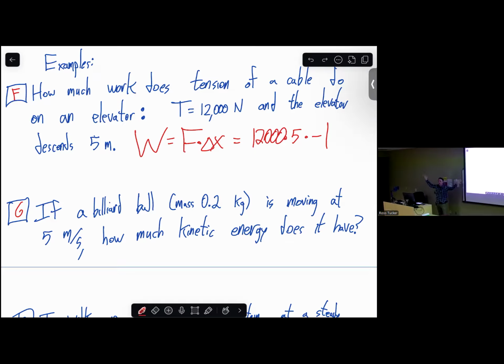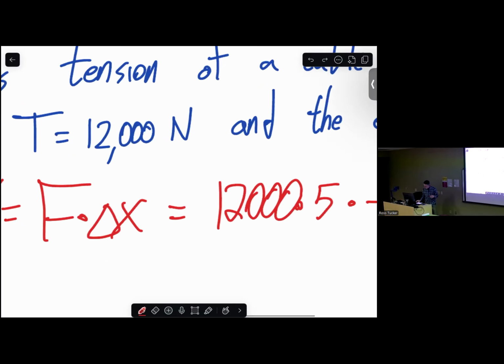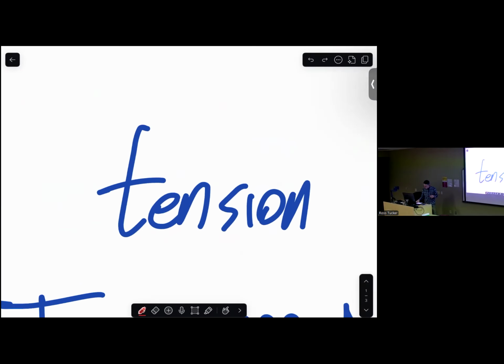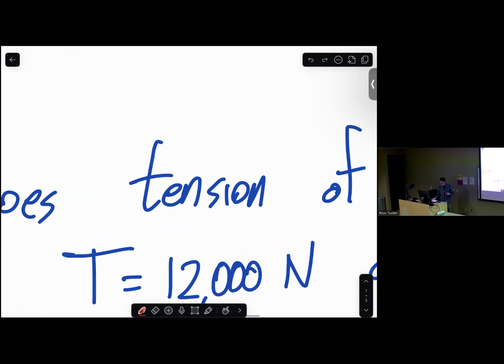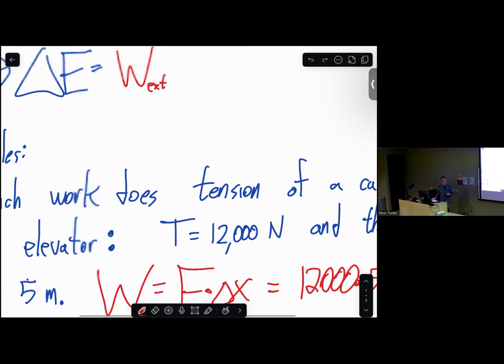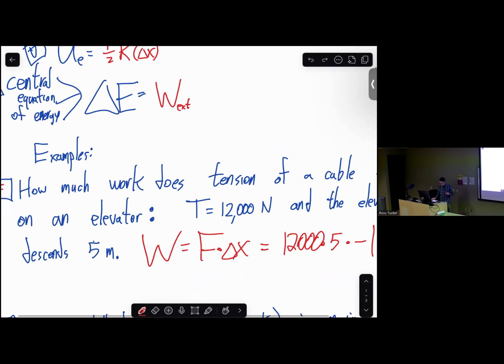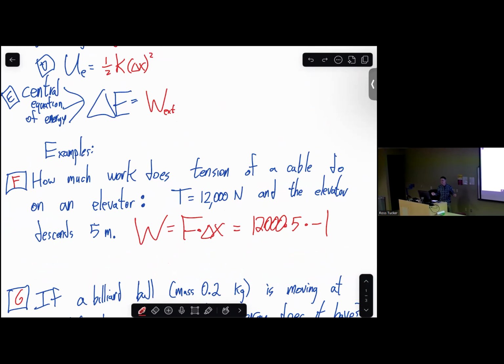I may totally give you a question where I ask you the work done, the net work done by all forces. And in every case you have to look at the work of what force. If I ask for the work done by tension, use tension force. If I ask you the net work done, then you use the net force.